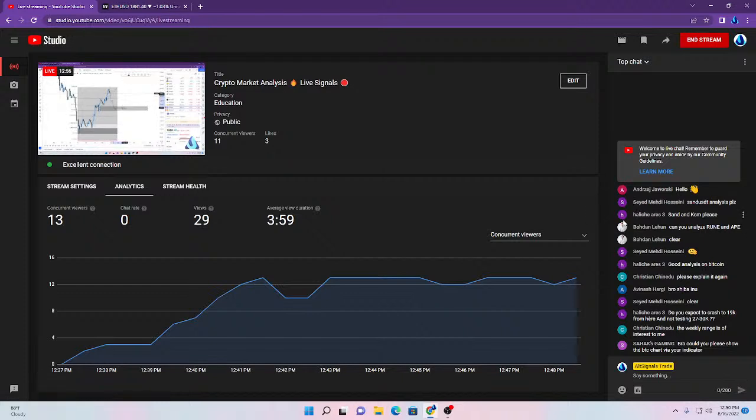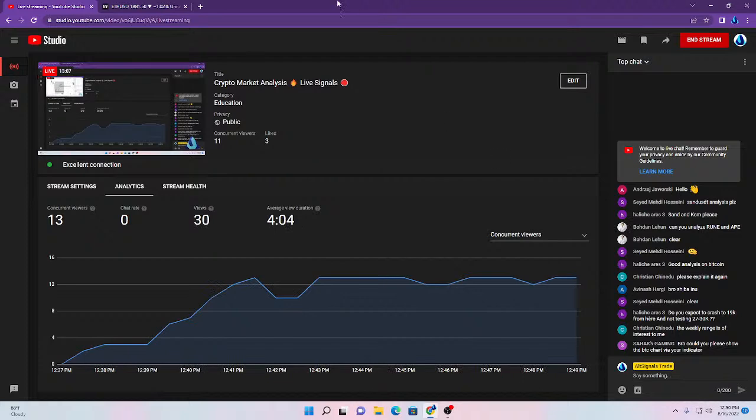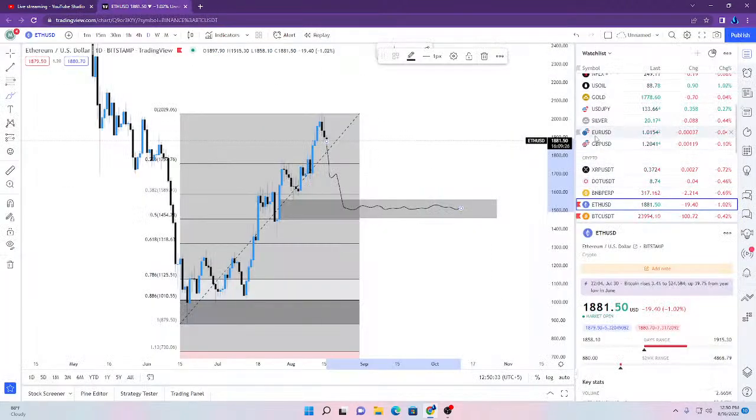Yeah, weekly range is very important for Bitcoin. This is what you call top to down analysis on Bitcoin. We start from the very beginning, starting from the higher time frames and we end till the lower time frames. Okay, we are done with Ethereum, we are done with Bitcoin.